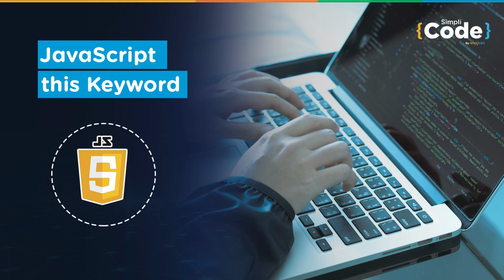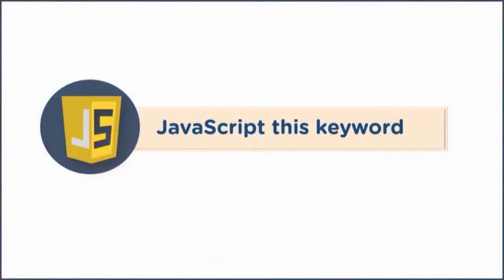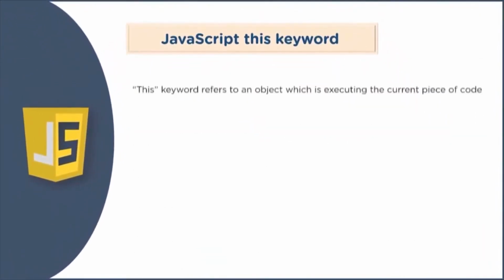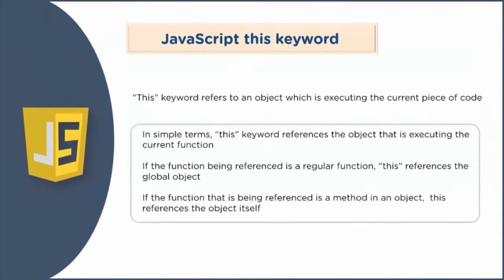We're going to be learning all about the JavaScript this keyword. So without further delay, let's jump right in. So you must have heard about this keyword several times. In JavaScript, this keyword basically refers to an object which is executing the current piece of code. Well, in simple terms, this keyword just references the object that is executing the current function. Now, if the function that is being referenced is a regular function, then this keyword references the global object.